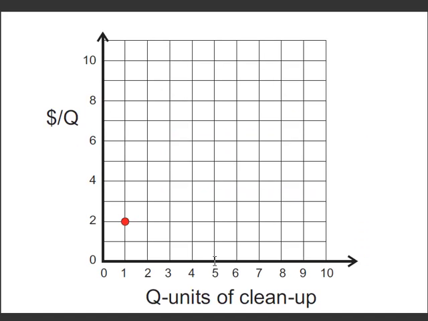So let's go back to our example of the quantity of cleanup, and we'll say that the government is going to have to pay some costs, maybe labor costs, maybe shutting down industries in order to get that environmental cleanup, and we're going to assume that the first unit of that cleanup costs $2. Right?